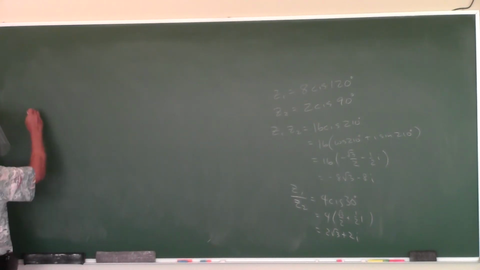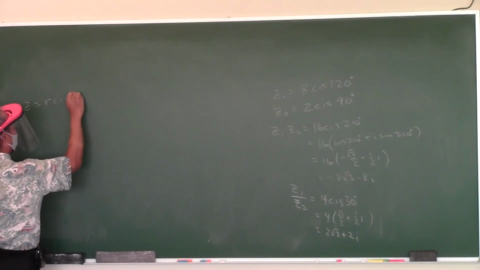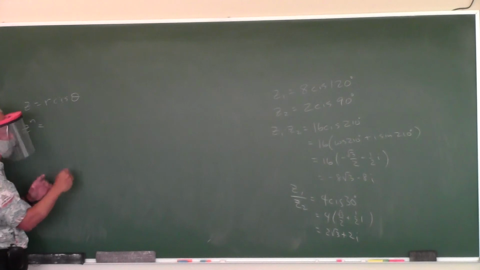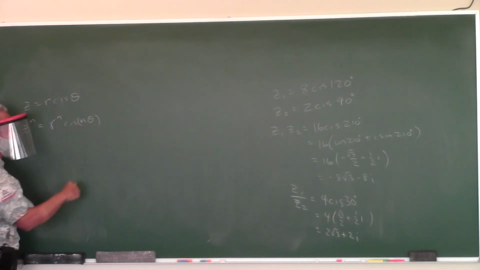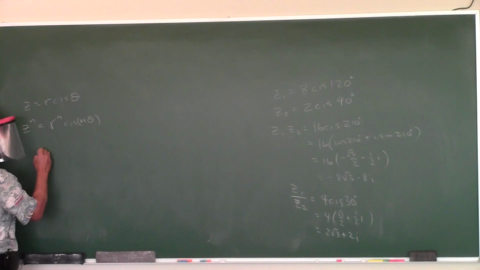See, if the complex number is in polar form, r cis theta, now when you raise it to the nth power, all you have to do is raise the r to the nth power and multiply the angle times n. That's super fast.